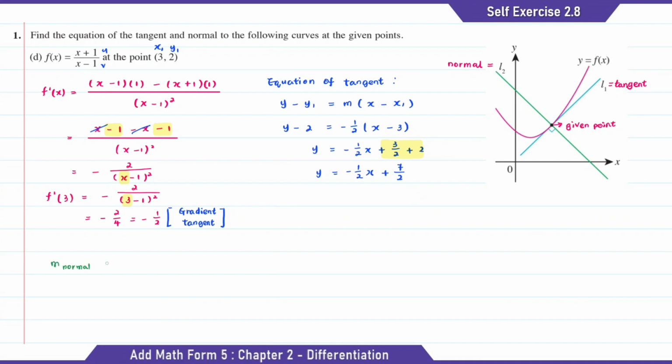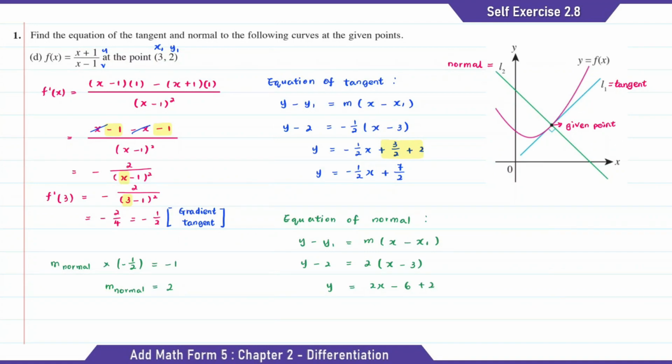Then, when the gradient of normal multiplies the gradient of the tangent, this is equal to negative 1. Then the gradient of normal is equal to positive 2. Then it will be y minus 2 equal to 2, x minus 3. Then y equal to 2x minus 6 plus 2. Then the equation will be y equal to 2x minus 4.